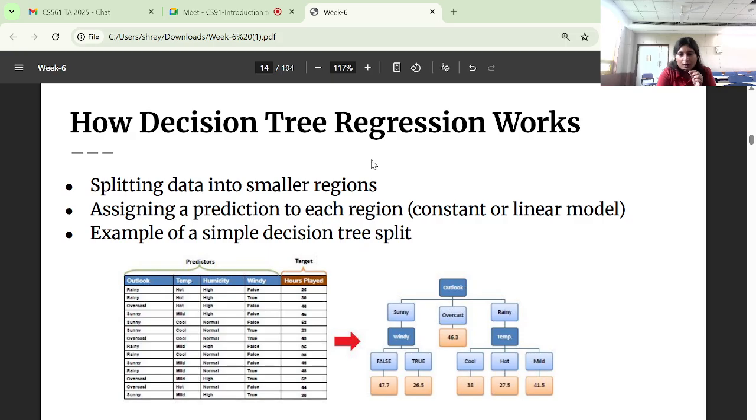So what they are doing is dividing the data into smaller regions and assigning a prediction to each region, maybe a constant or a linear model. For example, the first root node is outlook. If the outlook has a value sunny and windy is true, the answer is 26.5. This 26.5 is not a single number, it's a value coming out of a bin.